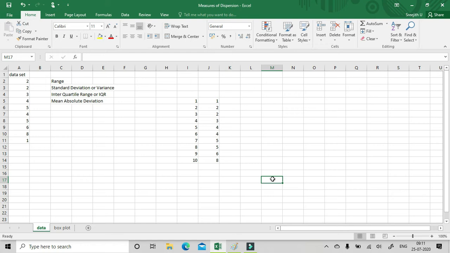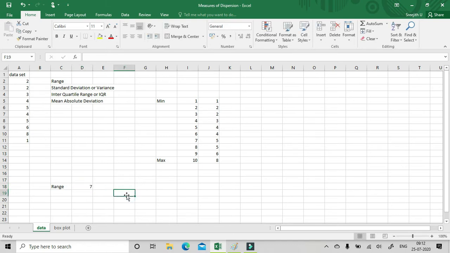So let's first look at the first measure of dispersion, which is range. Range is nothing but the difference between the maximum value and the minimum value in your data set. In our data set, the minimum value happens to be 1 and the maximum value happens to be 8. Therefore, the range is maximum minus minimum, 8 minus 1, and that is 7.